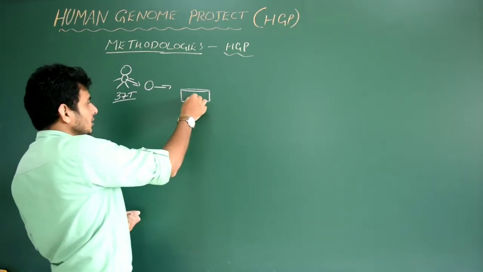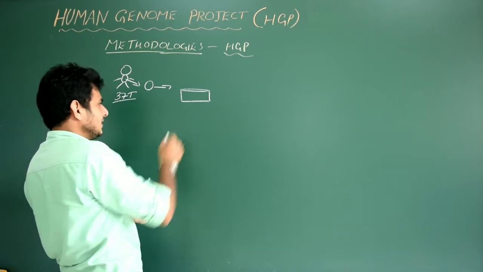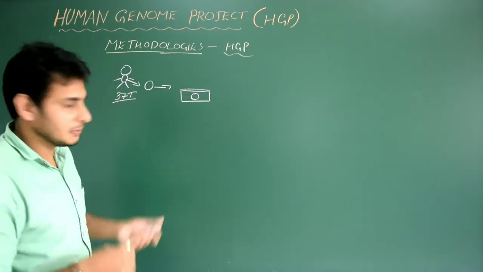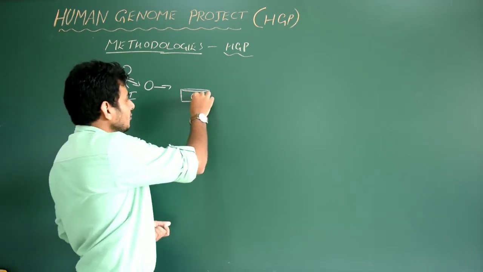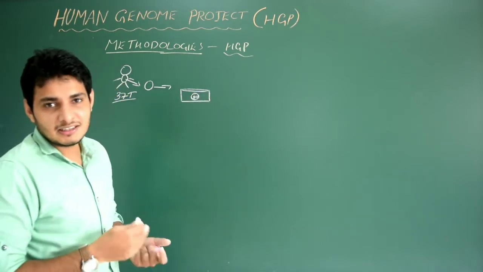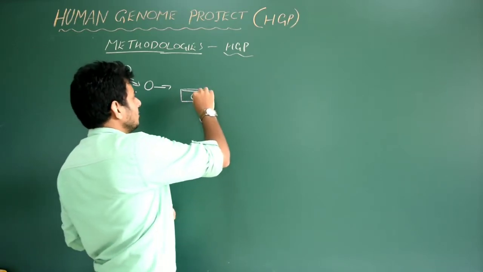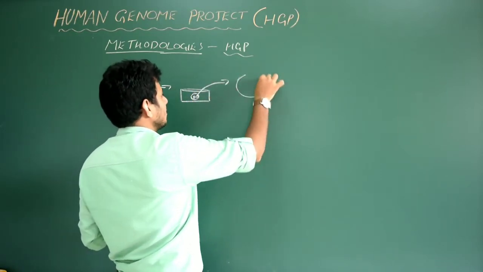So this cell is now transferred into the Petri plate, that is in vitro, that is outside the body of the organism, the human being. We know that within the cell, what is there? The chromatin is there, that is nothing but chromosomes, 46 chromosomes are there. Okay, so let me just take this cell out now and show you.